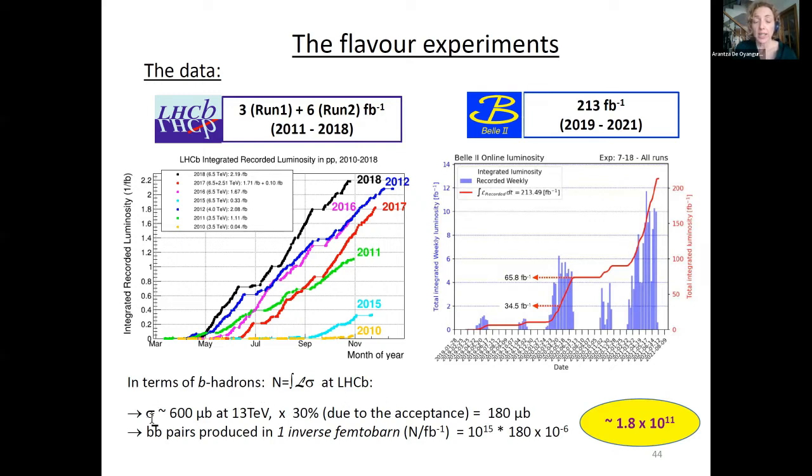So the BB bars that are produced, if you take into account this cross-section, are about 2 times 10 to the 11. So it is really a big amount of data. And in the case of Belle II also, you can do it. There was one of the exercises where you can see the luminosity you are expecting, or the number of BB events you expect if you take into account the cross section and the luminosity, using this formula here.